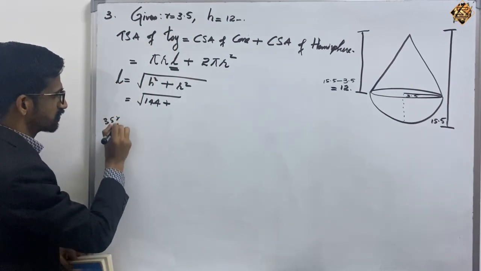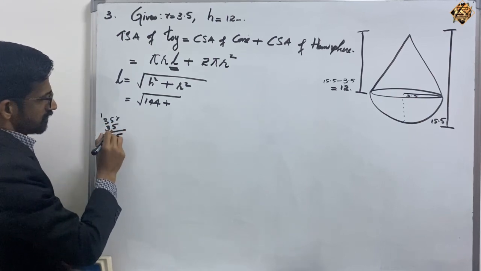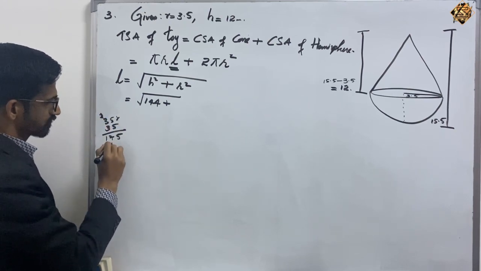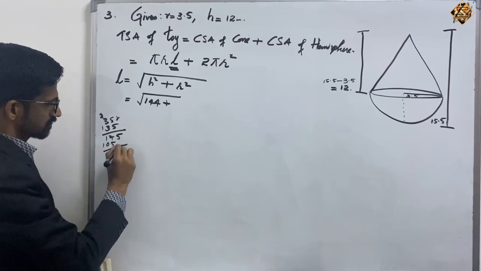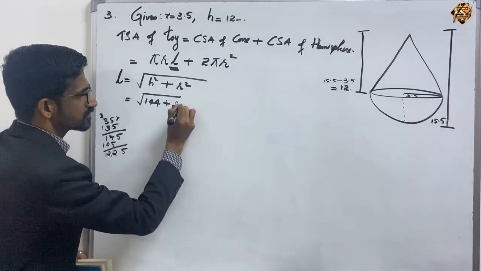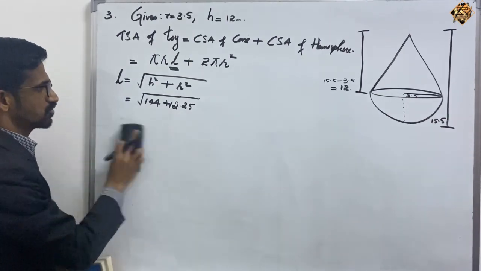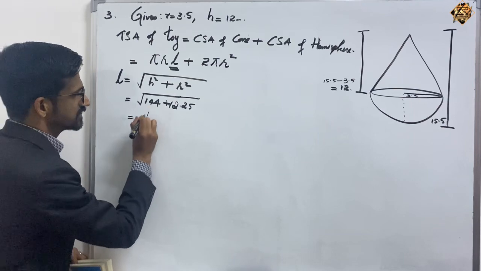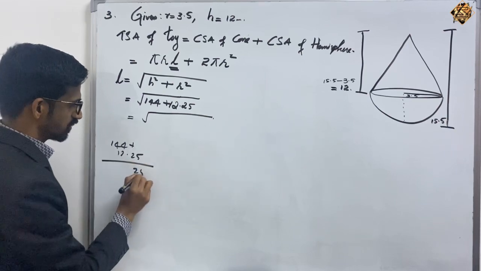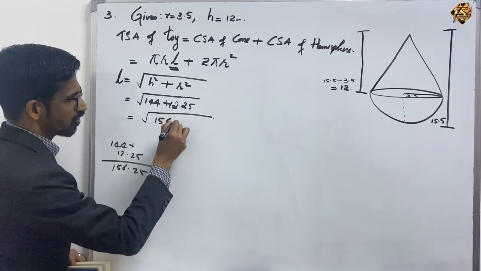So its square we need to find out. So 35 into 35 we'll find out first. That will be equal to 12.25. So that is r square. Now we need to add this, so we get 144 plus 12.25, which gives us 156.25.